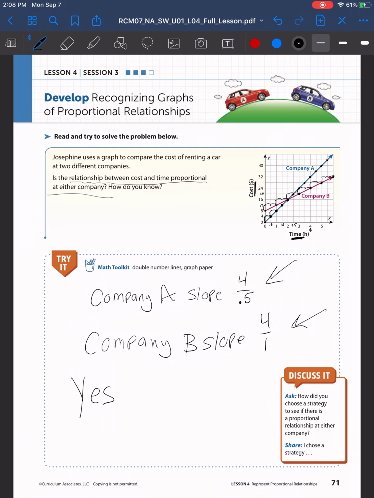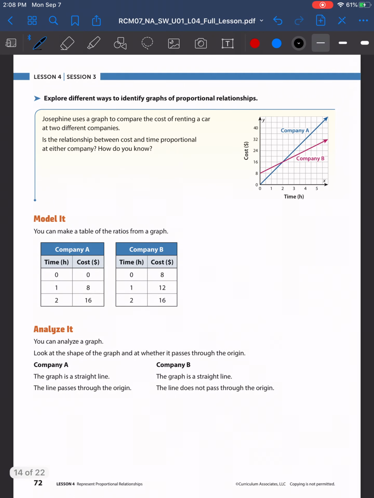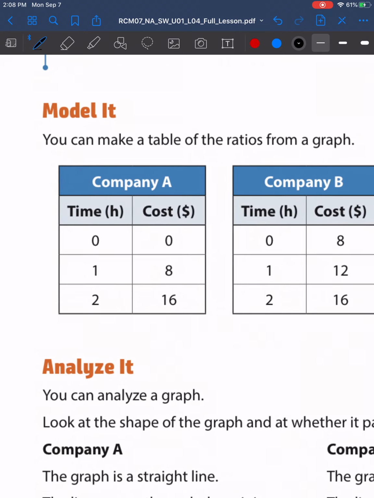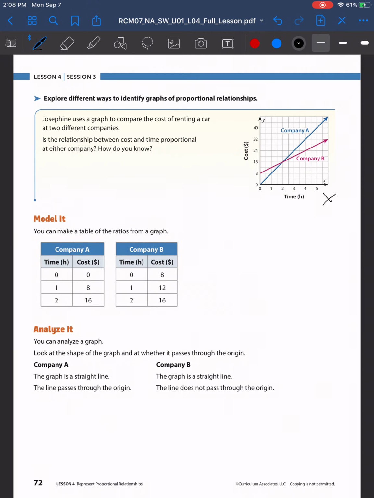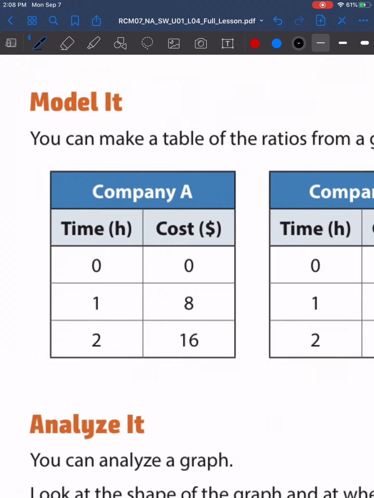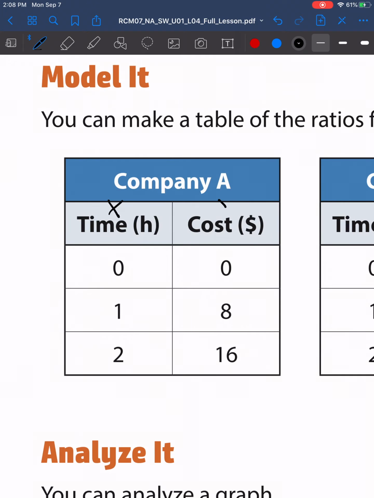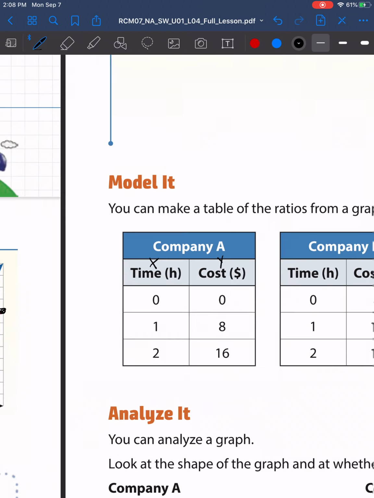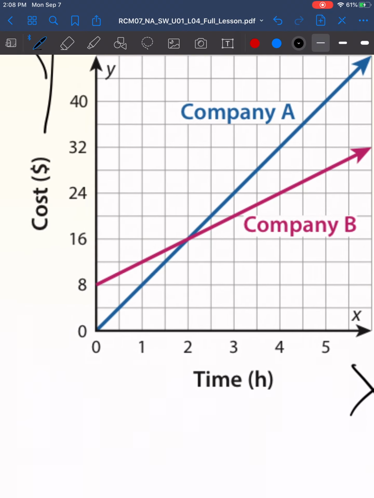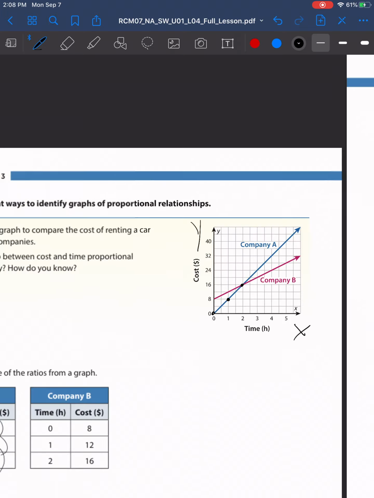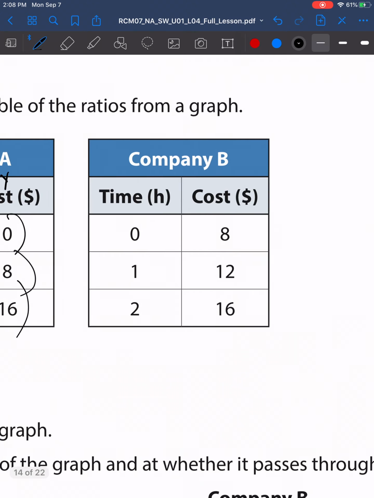Okay? Let's go answer some questions. It looks like you could make a graph. Now, the charts that they made down here, these tables, they took the time, which is our x-axis, and they took the cost, which is our y, and they made little charts of x comma y. So at 0, 0, you can make these into an ordered pair, right? You could make these all an ordered pair, and they would land on that line. 0, 0, 1, 8, 2, 16. Do you see that?